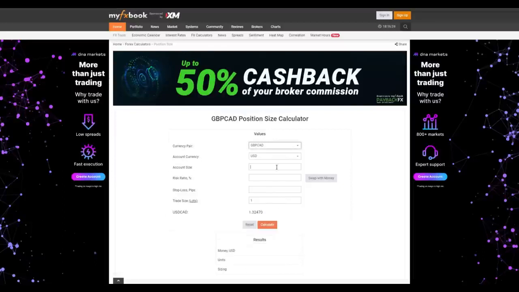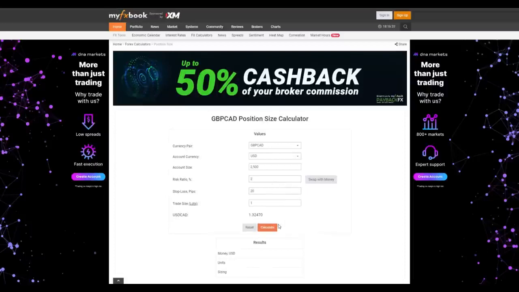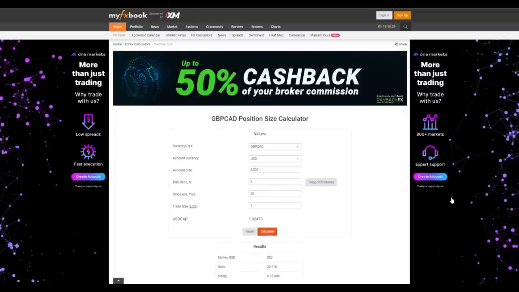We have a $2,500 account size, and we want to risk 2% of our capital on this trade. Let's put the stop loss of 20 pips and click on calculate. As you can see, if we want to trade pound CAD with a 2,500 account size and 2% risk per trade using 20 pips stop loss, we have to open a 0.33 lot position in the trading platform.